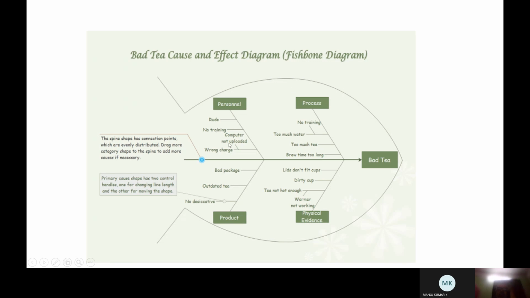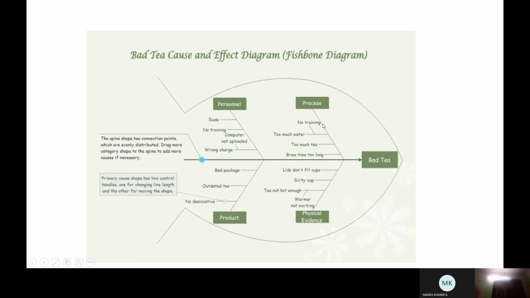No training. I don't know why this computer is here, tea has nothing to do with computer. Wrong charge. By mistake somebody has come and said it, but no training is a problem, because there is no skill in making a tea. Only training is required. It is not a skillful activity.